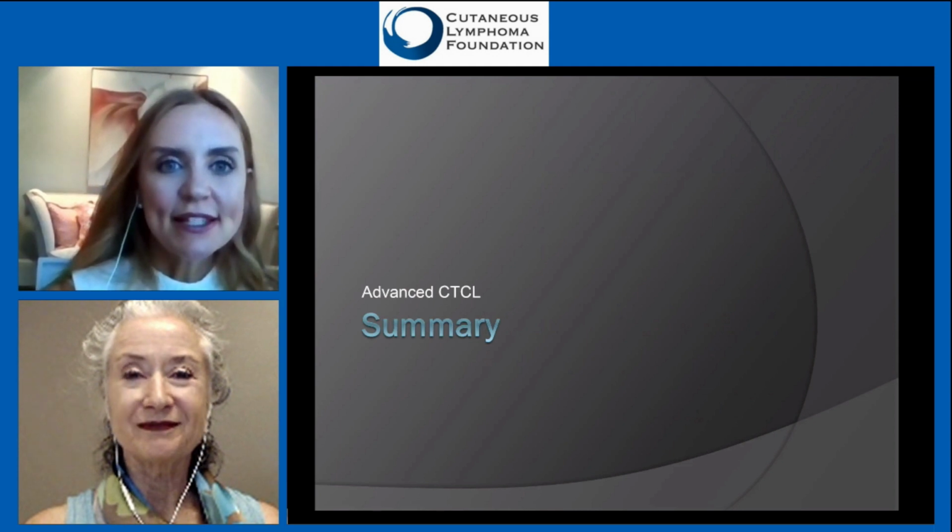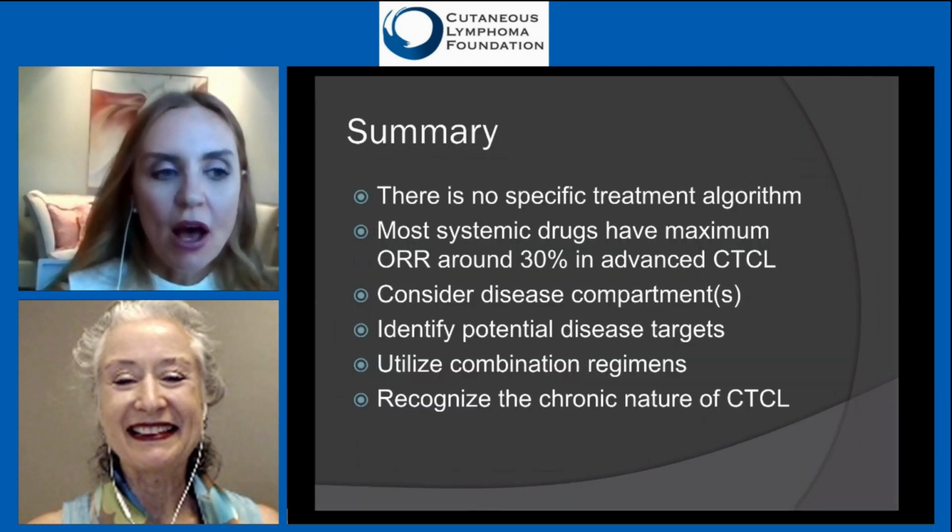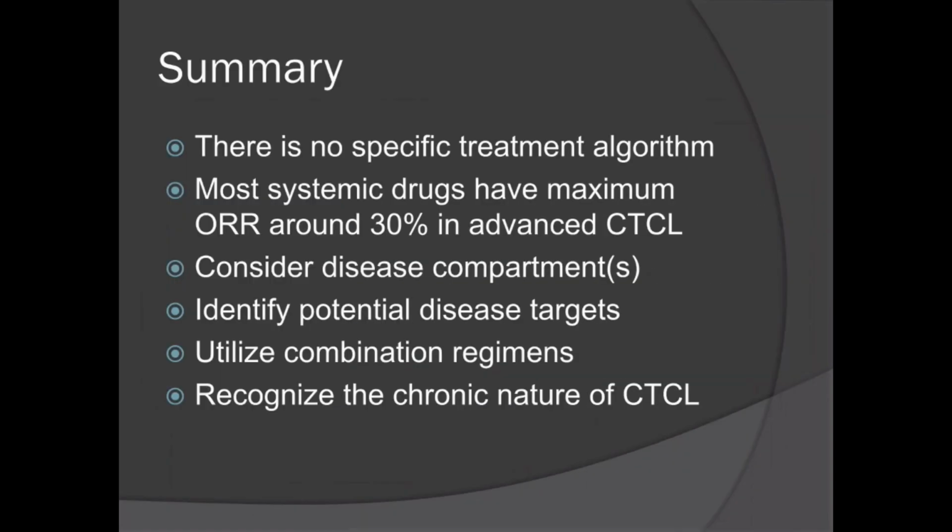So, in summary, there frustratingly is no specific treatment algorithm in CTCL. Most systemic drugs have a maximum overall response rate of about 30% in advanced stage disease. You need to consider where you've got disease, which compartment is involved, and then identify potential disease targets. We usually need to utilize combination regimens in the advanced disease state. And then also we need to recognize the chronic nature of CTCL.